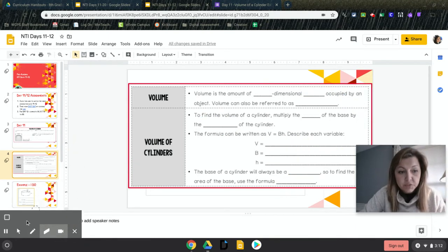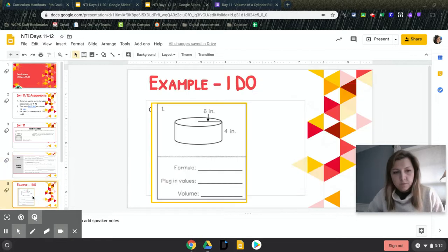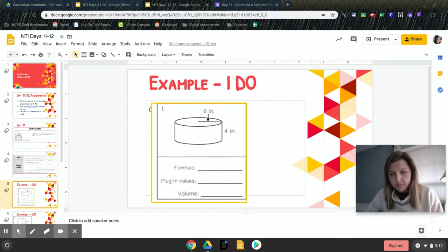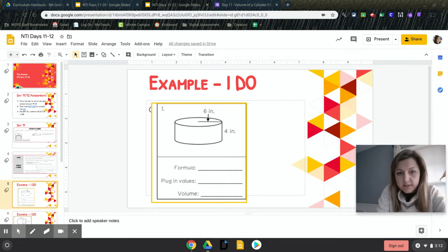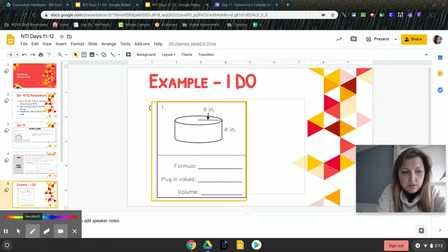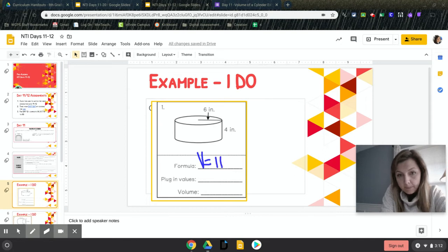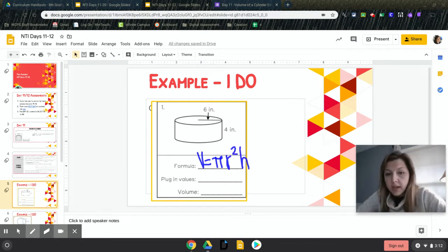All right, let's do an example. All right, number 1. So we're going to find the volume of this cylinder. So our formula is volume equals pi, which is 3.14, radius squared times the height. So that is our formula. So write that down right now because you'll need that for your exit slip and your IXLs.